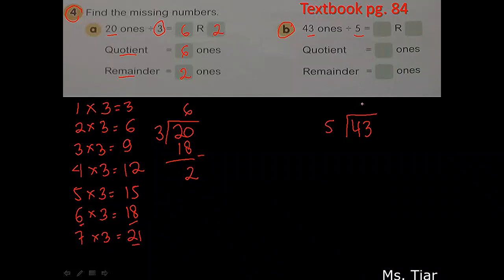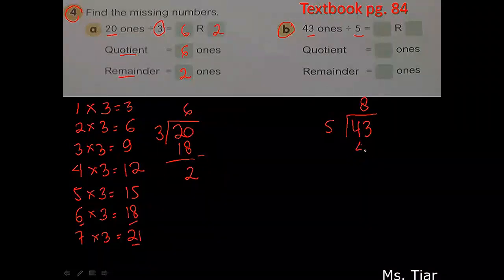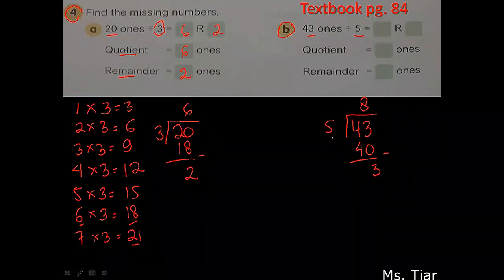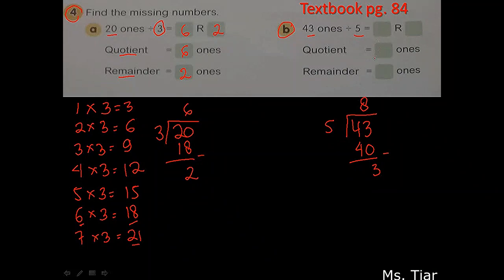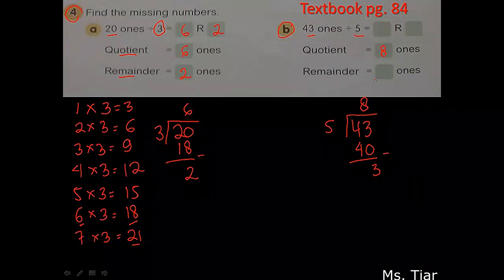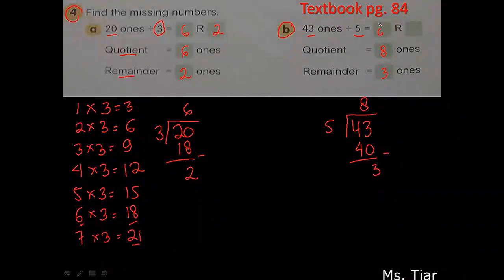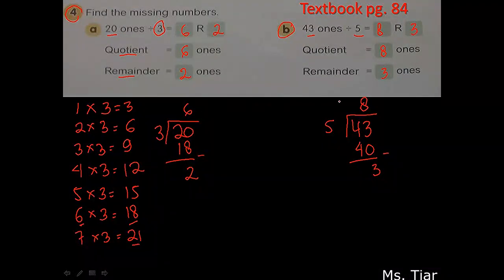Yes, we get 8. 8 times 5 is 40. And then you subtract it, you get 3. 3 cannot be divided by 5 because 3 is smaller than 5. So we have the quotient is 8 and the remainder is 3. That's why the answer is 8, remainder 3.